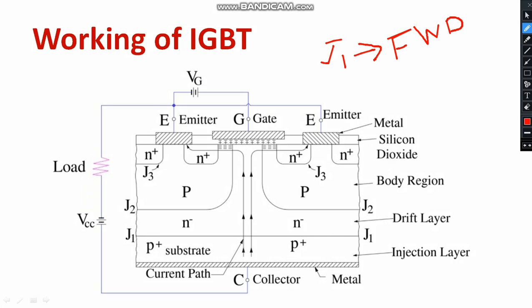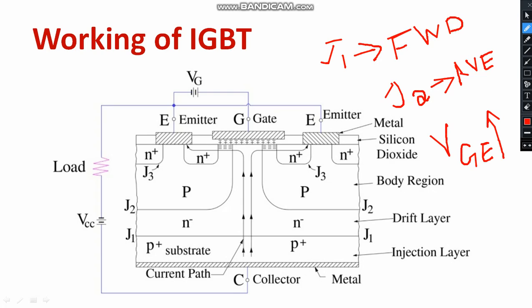But junction J2 is reverse biased. Will the device conduct initially in this reverse bias condition? No, the device will not be conducting. Now what are you supposed to do? You need to increase the VG. So let me increase the value of VG. VG is known as the gate voltage.